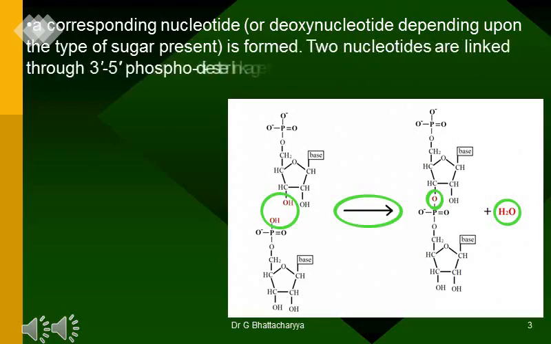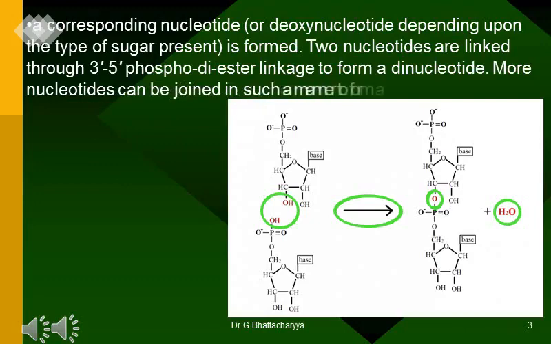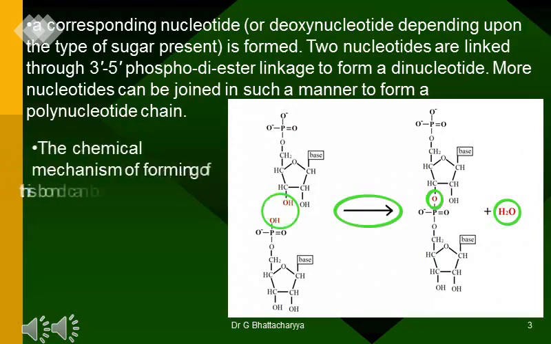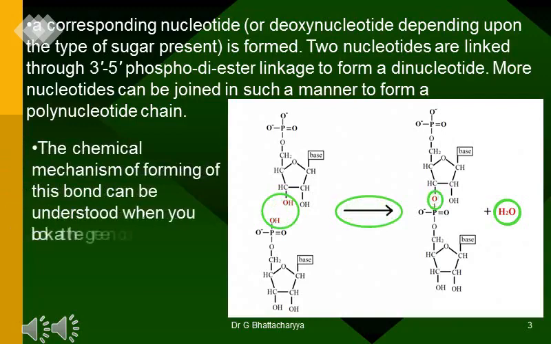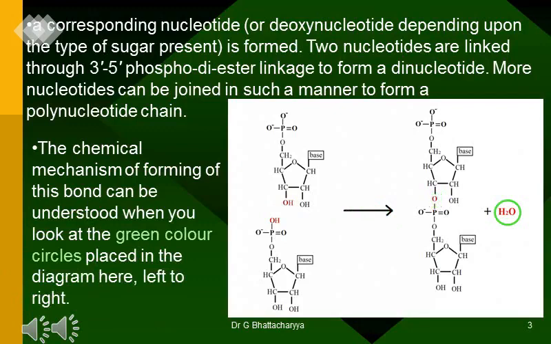Two such nucleotides are linked through a 3' to 5' phosphoester linkage to form a dinucleotide. More nucleotides can be joined in such a manner to form a polynucleotide chain. The chemical mechanism of forming this bond can be understood when you look at the green color circles placed in the diagram here, from left to right.